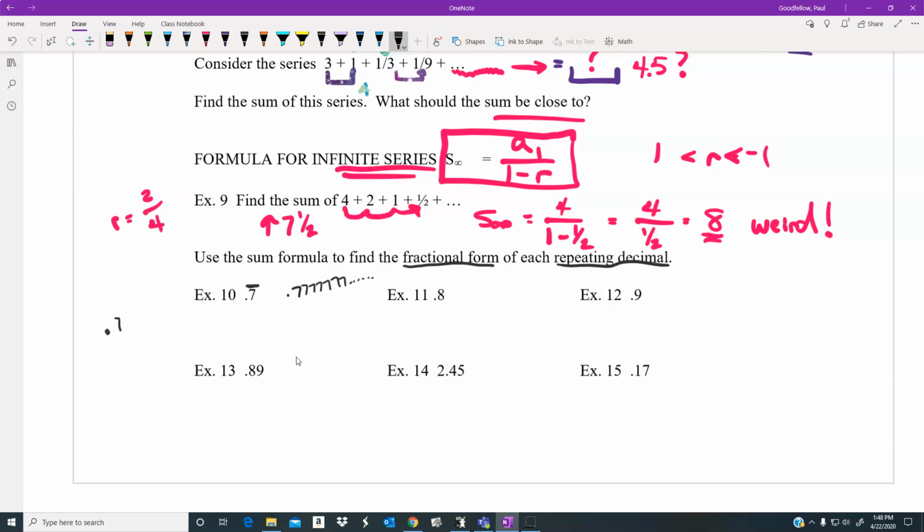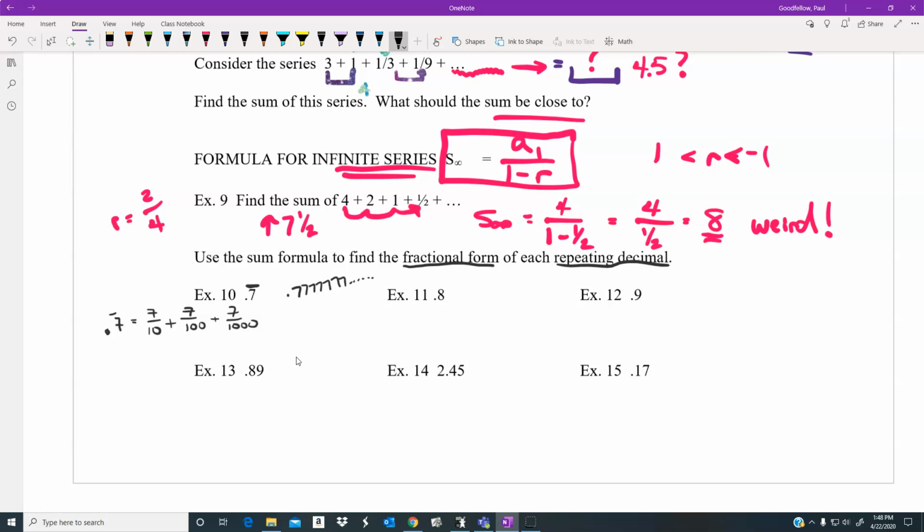0.7 repeating is really 7/10 added on to, now that gets the one that goes right there, but the next one in the next place would be 7/100ths, and another one which would be 7/1000ths, and so forth, all the way down through infinity. Now that's no different than a sequence or a series that's up above that's geometric. It's going by a particular value.